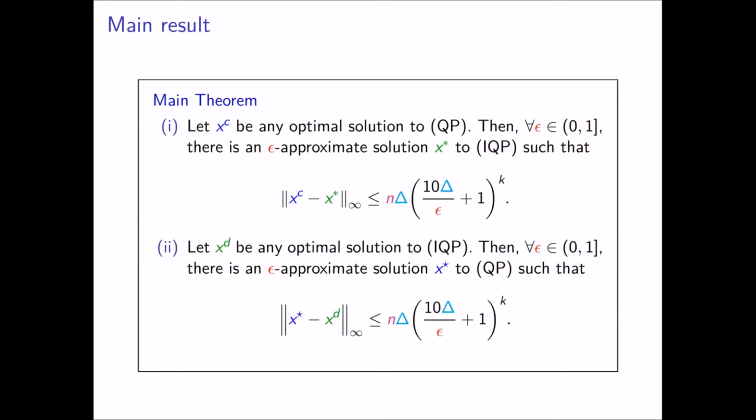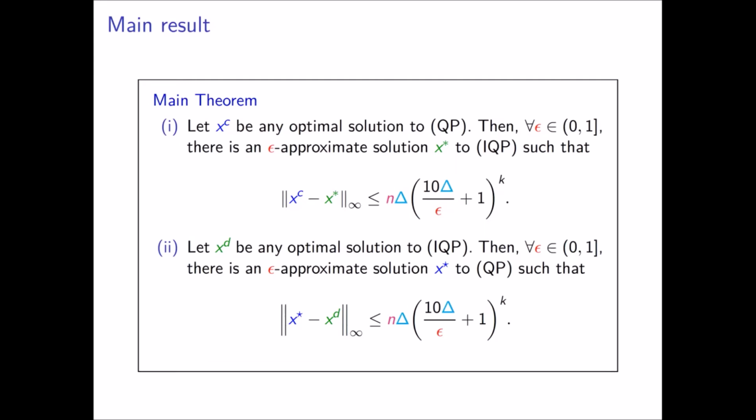Since k is upper bounded by n, our theorem implies that for every optimal solution to one of the two problems and every epsilon, there is also an epsilon approximate solution to the other problem at a distance bounded by a function of n, delta, and epsilon. In particular, this distance is independent of the objective function and of the right-hand side vector b, as I mentioned a few slides ago, like in the results by Cook and others.